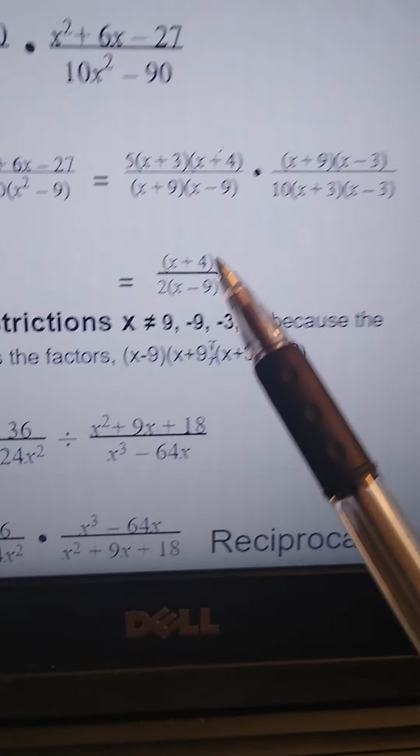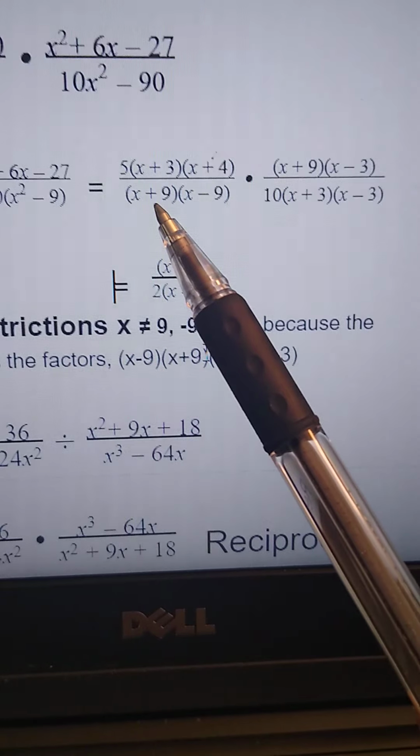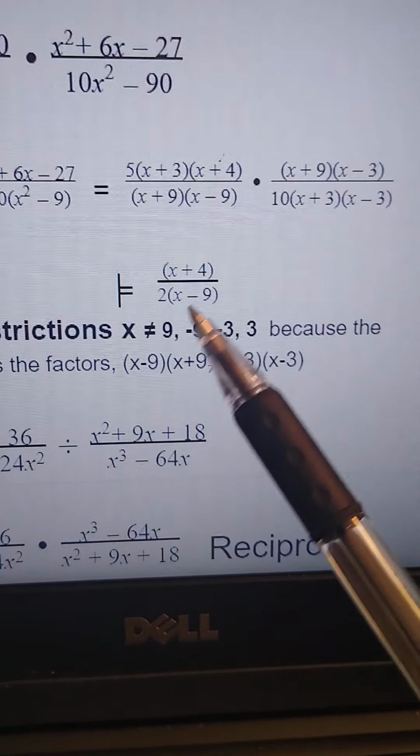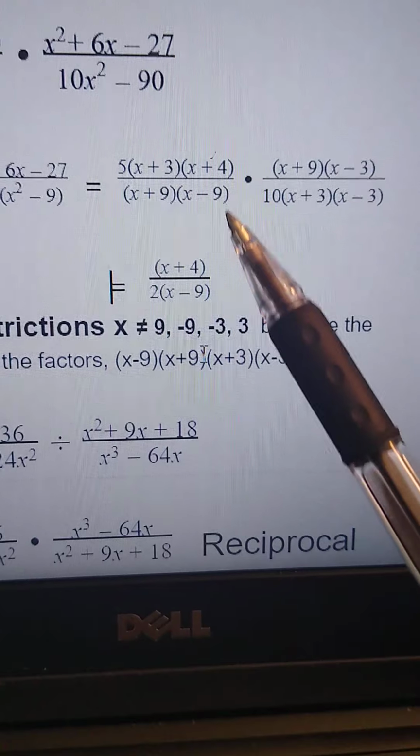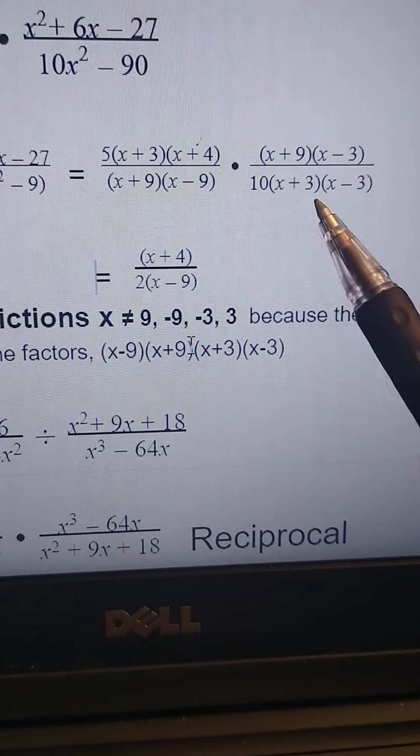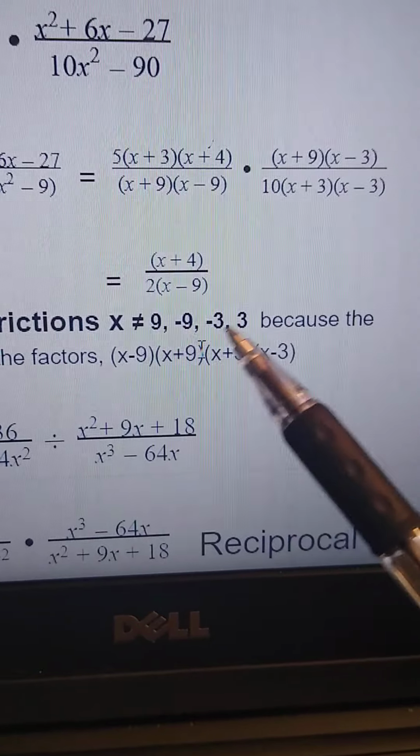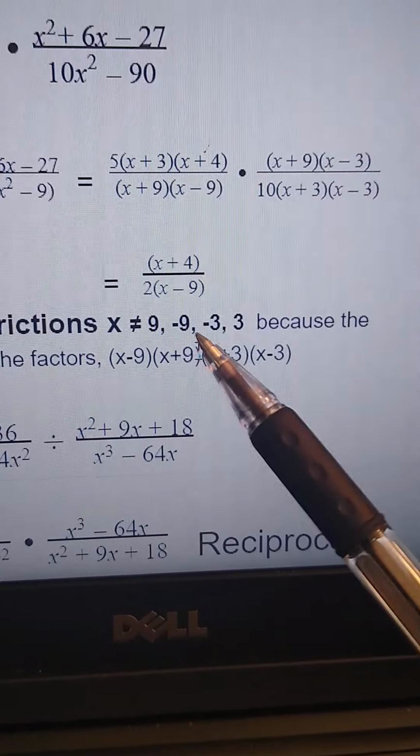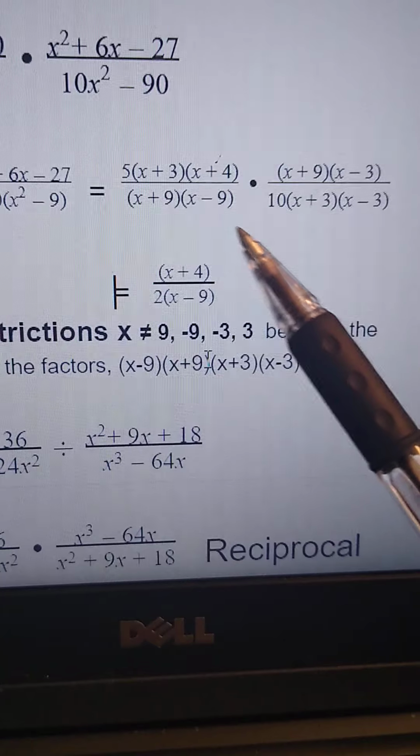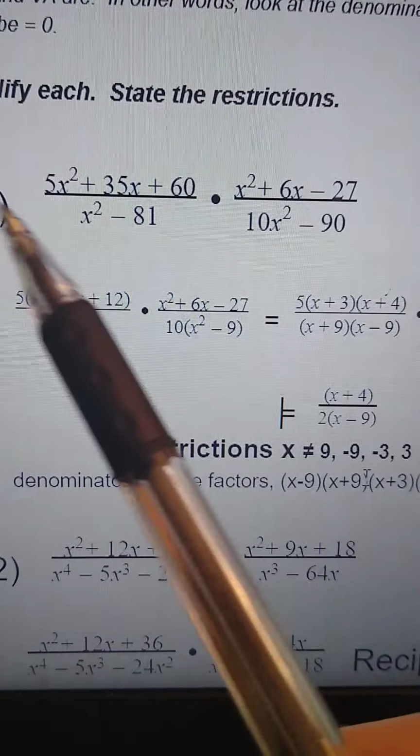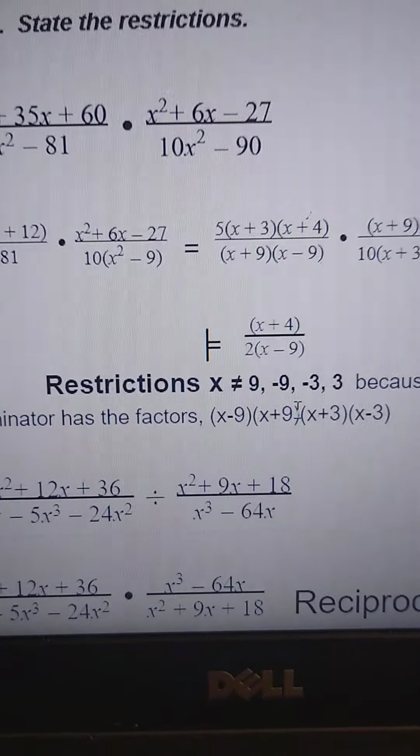But it's not just the simplified form. We got to look back at all the denominator parts. X plus 9 means negative 9 can't be an x value. X plus 3, x minus 3. So negative 3 and positive 3 also cannot be x values, because if you plug any of these 4 x values in to here, or really into the original, they're going to give you 0 in the denominator, which is not allowed.